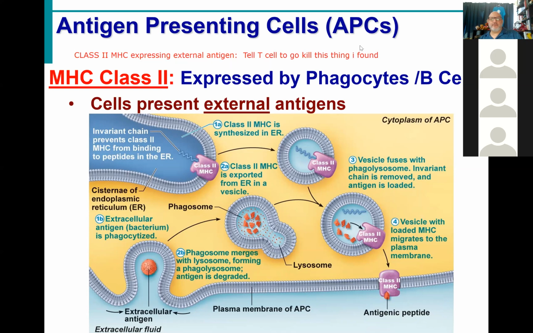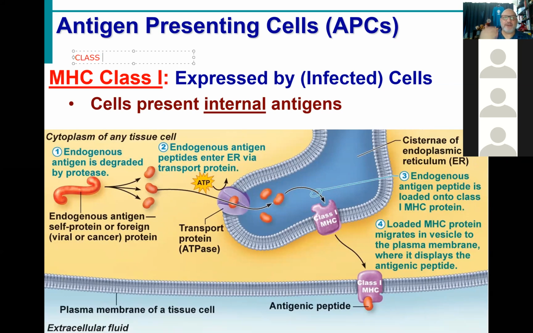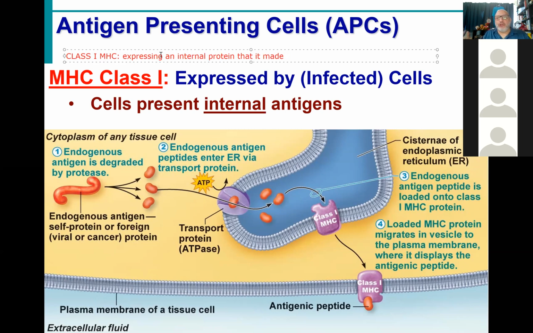But what about the previous one? With our class 1 major histocompatibility complex. Notice this is a cell that is making this protein and expressing it on its surface. When it's expressing it on its surface, what is this cell telling the T cells? It's infected. Yeah, I don't belong here. Kill me. Kill me. Right? So that's basically what it's saying. So the class 1 major histocompatibility complex is expressing an internal protein or antigen that it made. And basically it's saying, look, I'm making these weird proteins. Something is wrong with me. I'm infected. I'm cancerous. I don't belong here. And basically what it's saying is kill me. I'm not making the right types of proteins. You need to kill me. Class 2 is saying, don't kill me. Go kill this.